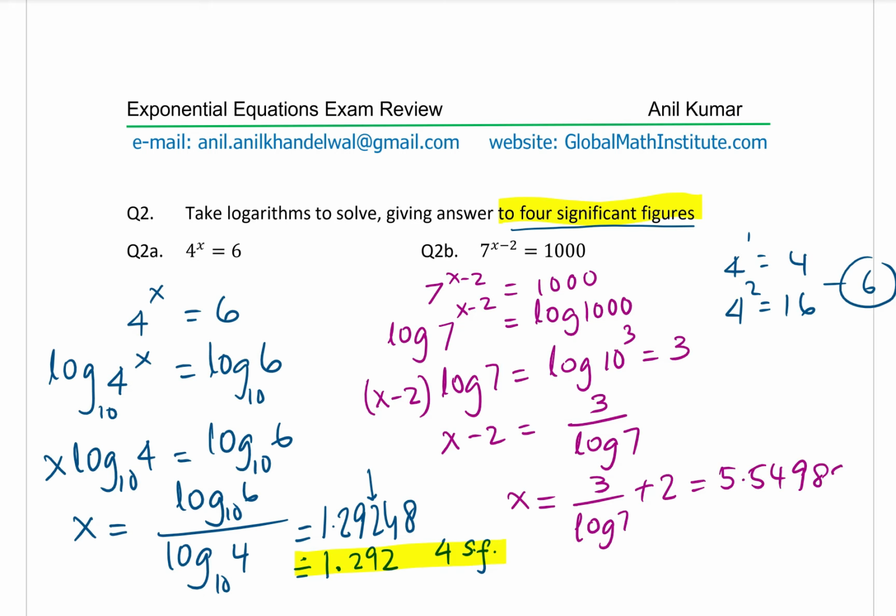5.54988. We have to round this to 4 significant figures. That means 3 decimals, right? So we get 5.550. So that becomes your answer to 4 significant figures. Perfect. So this is to 4 significant figures.